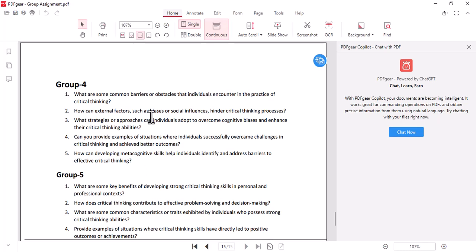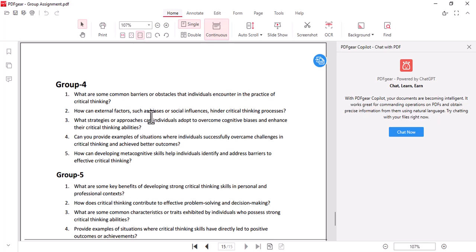What are some common barriers of critical thinking? There are different barriers, but there are five major barriers. These are unwarranted assumptions, egocentrism, sociocentrism, cultural relativism, and wishful thinking.